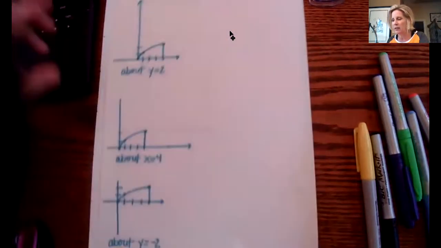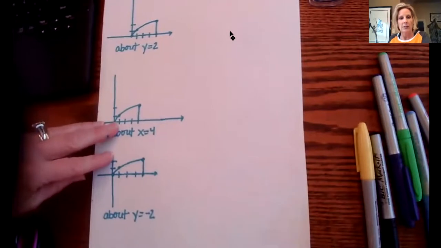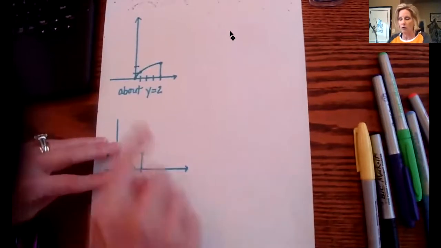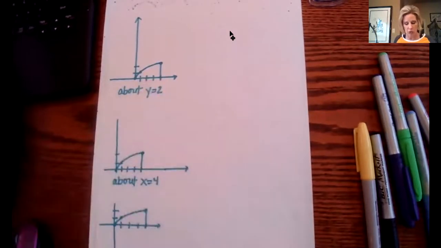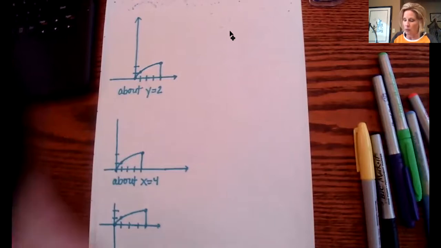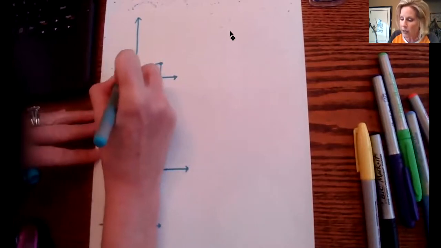We'll come back to that. I've got my sheet here so I don't bleed through all my papers. Isn't it lovely? Okay, so now I'm going to revolve this one about the line y equals 2. So the line y equals 2 is this horizontal line.